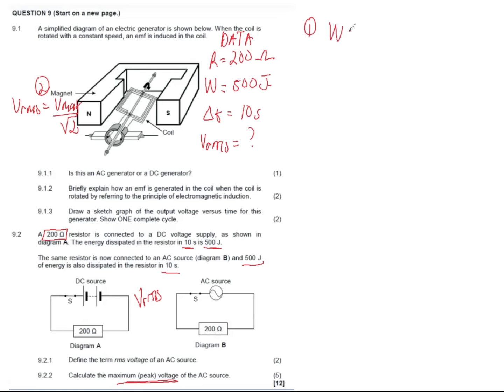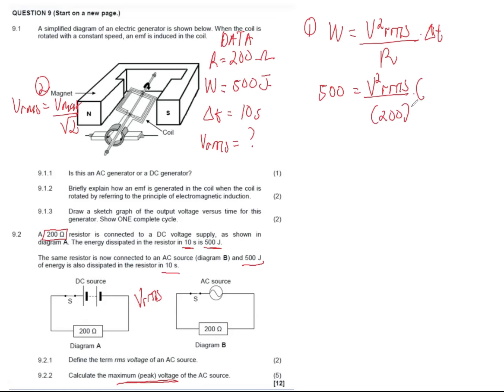It's the formula for energy that goes W is equal to V squared RMS divided by R, then multiplied by delta T. So in your formula sheet, there's such a formula, right? Here for W, that's our energy, 500. And then what is our V squared RMS? That's what we are looking for. But then what is our resistance? That's 200. So you can see how I go about choosing the formula.